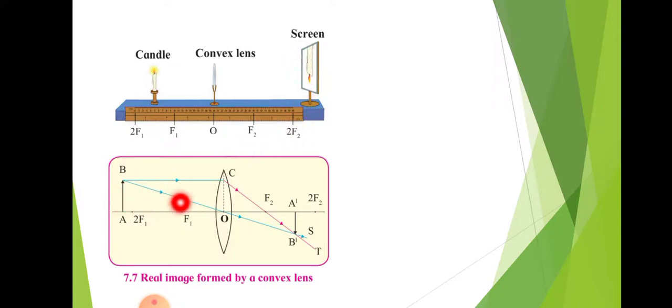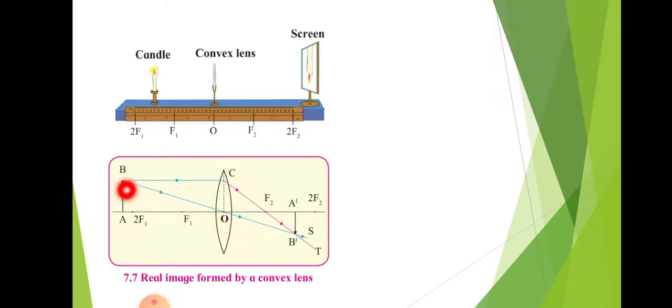You all know these terms. This is the optical center, the focal point, the principal axis. What is focal length? It is from O to F1, and from O to 2F1. The same applies on the right-hand side as on the left-hand side. And this is the principal focus.